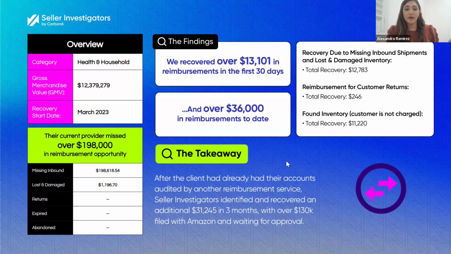We've got a seller in the health and household. We've got about a $12 million seller, about a year that they've been selling, and we recovered over $13,000 in the first 30 days and over $36,000 in reimbursements to date. You can see that the bulk of these reimbursements were found in missing inbound and loss and damage. As mentioned, usually those are the ones that we see the highest number of reimbursements where we can go after for customers.